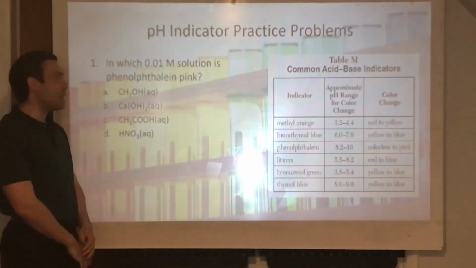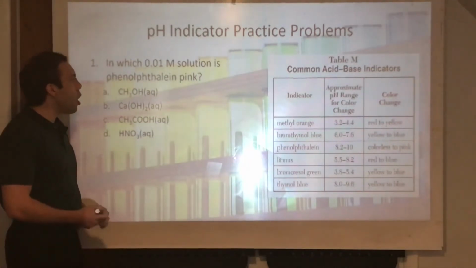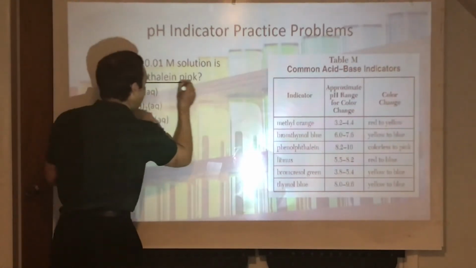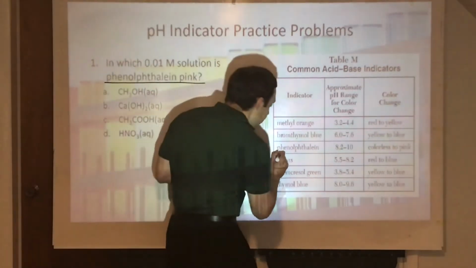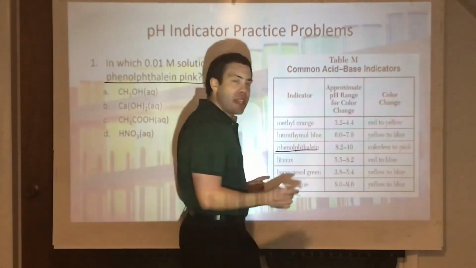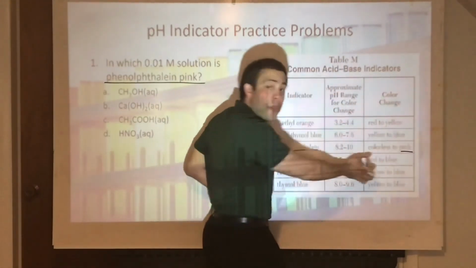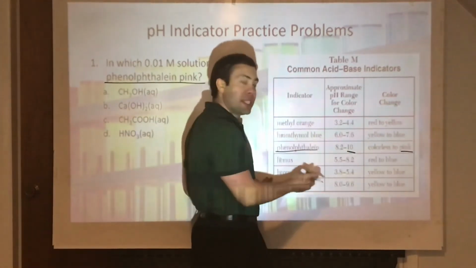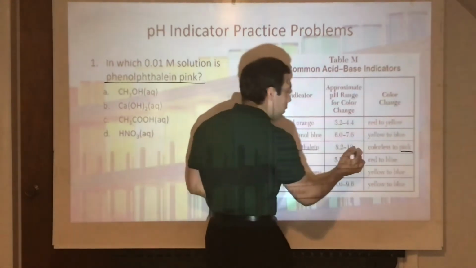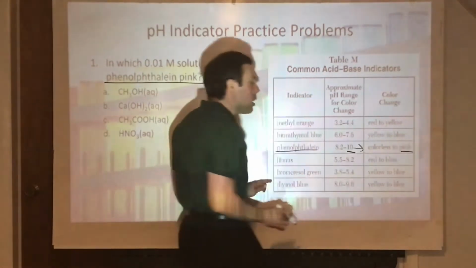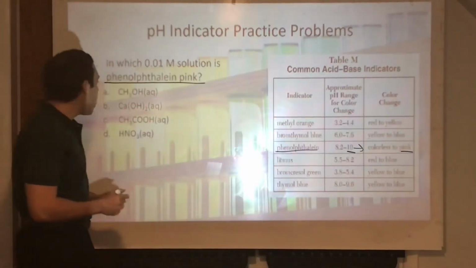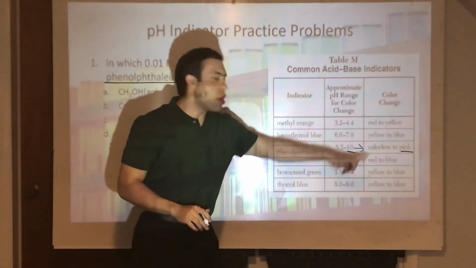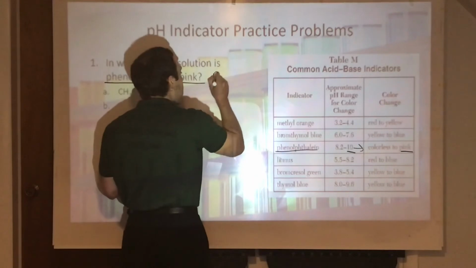Practice problem number 1 states, in which 0.01 molar solution is phenolphthalein pink. So we look at Table M, we find phenolphthalein, and we see that phenolphthalein is pink, the color on the right side of column 3, at a pH value of 10, the number on the right side of the second column, the middle column, so 10 and above. But for problem number 1, we don't have pH values. So we have to think that a pH value of 10 or above must be a base.